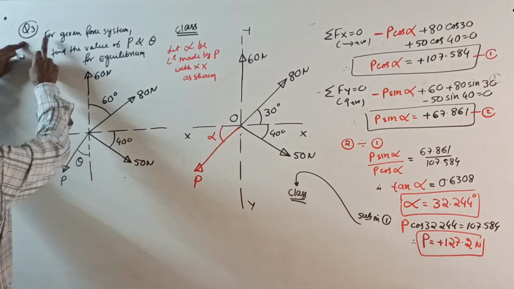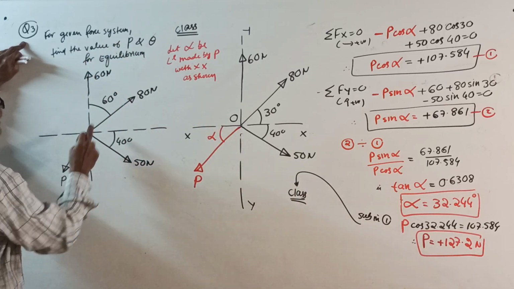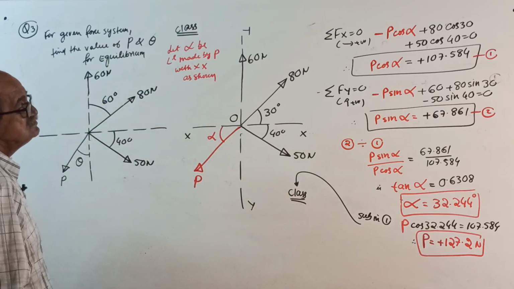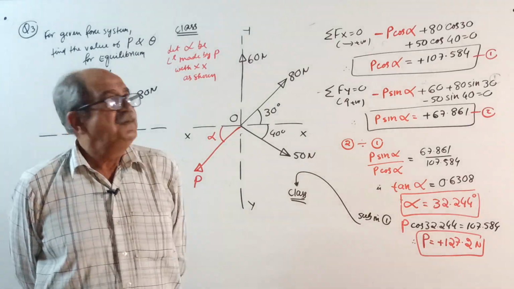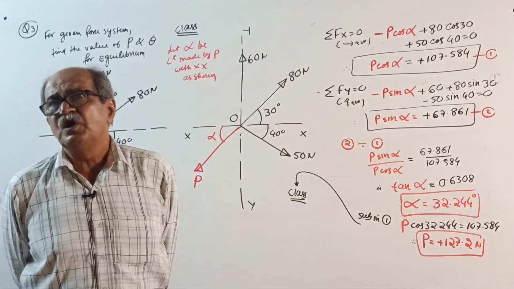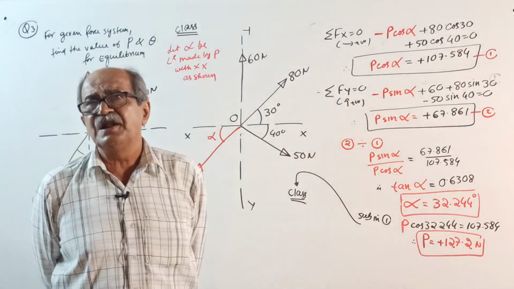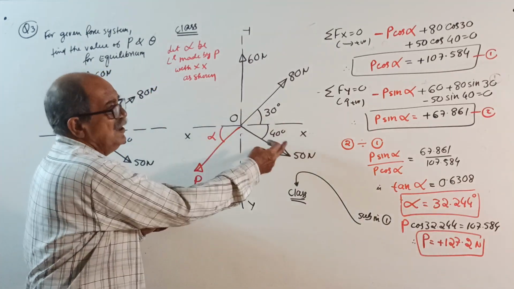Question 3. For a given force system, find the value of P and theta for equilibrium. Okay, one small note. Class, this is a concurrent force system, so for equilibrium two conditions are applicable: sigma Fx equals 0 and sigma Fy equals 0.